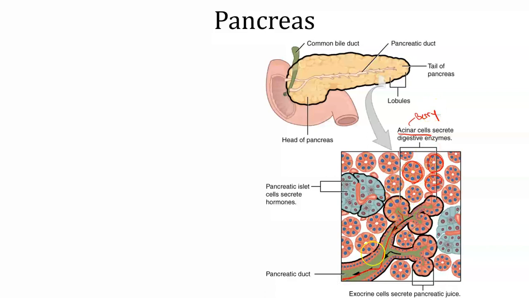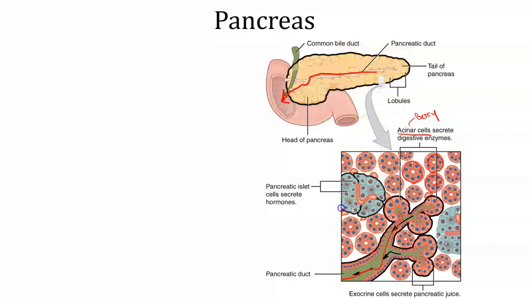Because it's being collected into a duct and eventually making its way into the small intestine through this little port, it's called exocrine. We generally don't think of the pancreas being an exocrine organ. You generally think of it being an endocrine organ. And it is an endocrine organ, but a very small fraction of the cells in the pancreas are actually endocrine.